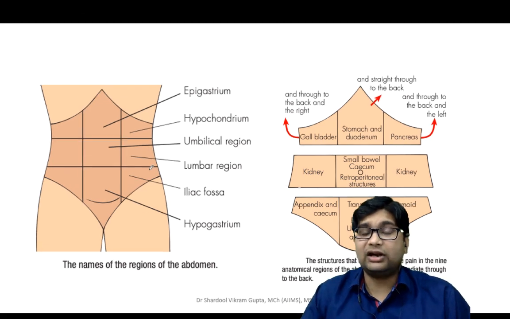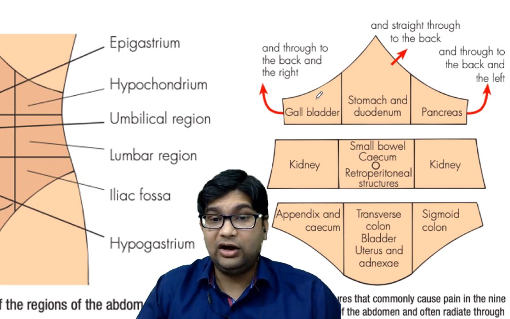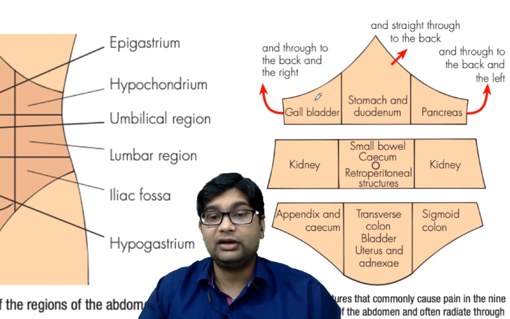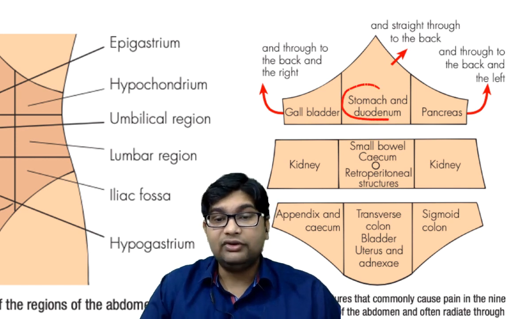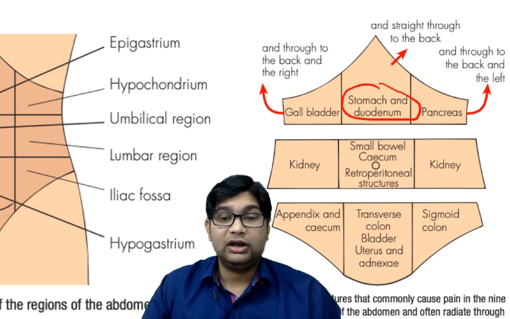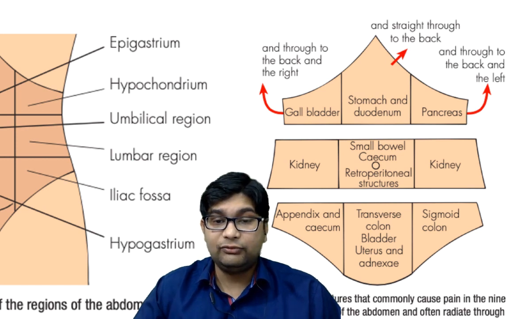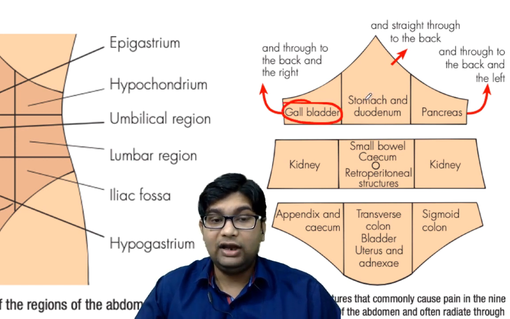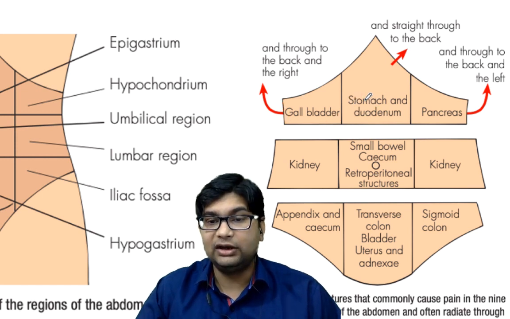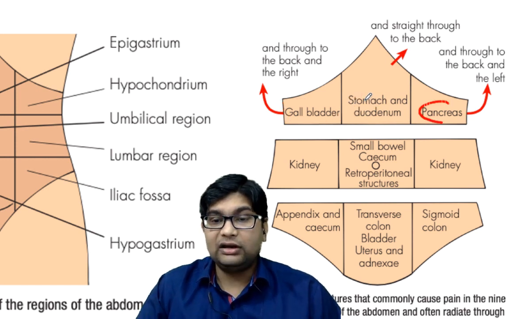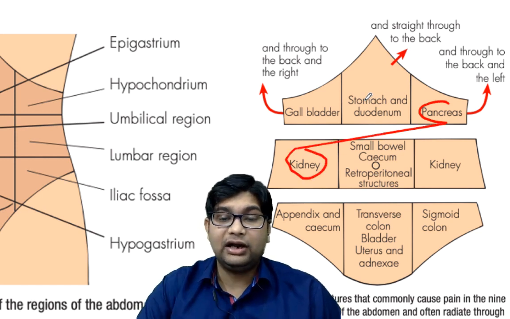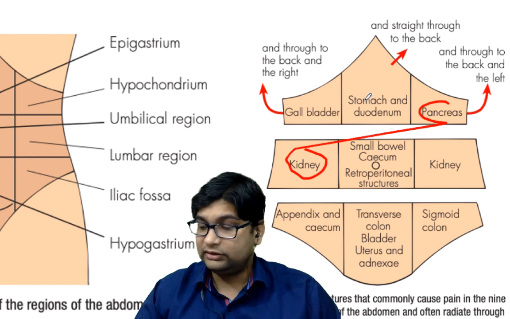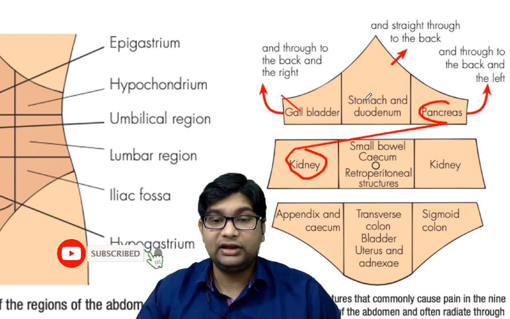There are structures which commonly occupy a particular region. So if you have pain in a particular region, you should think of the organs lying beneath. In the right hypochondrium, you should think of gallbladder pain. In the epigastrium, you should think of the stomach, duodenum, or even acute pancreatitis pain. Pancreatic pain can be seen on the left side also. On the right lumbar region, the right kidney is occupying that area.